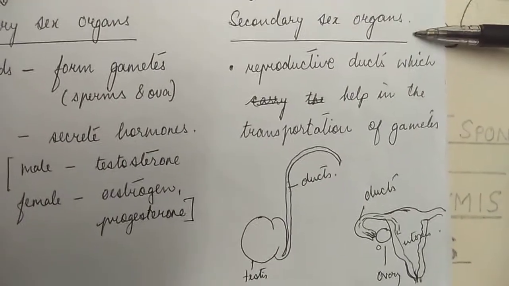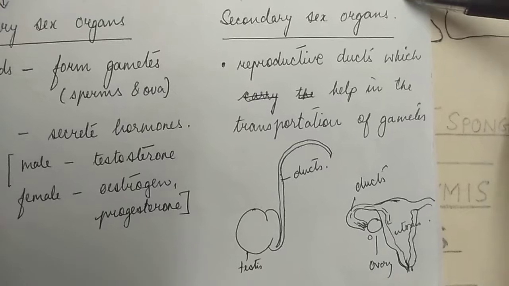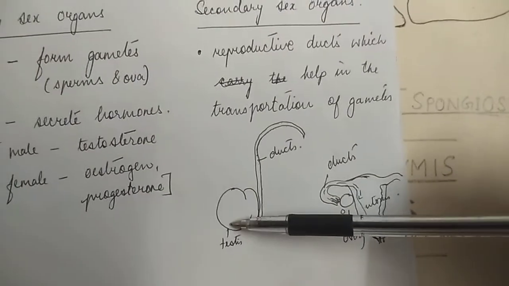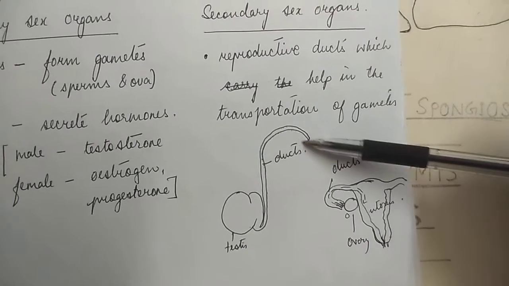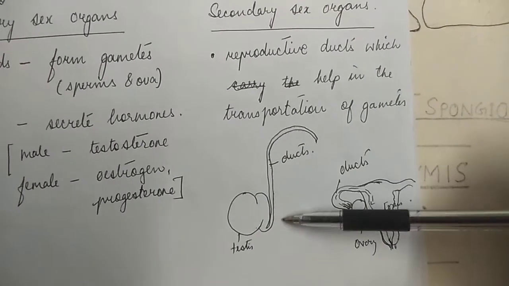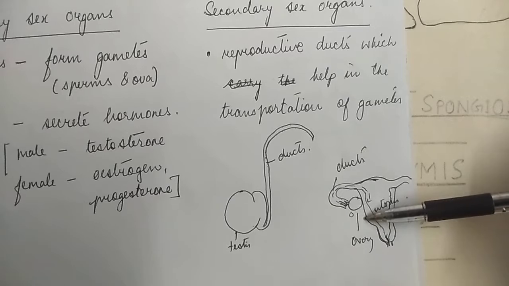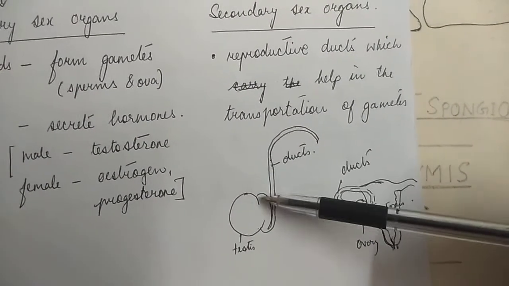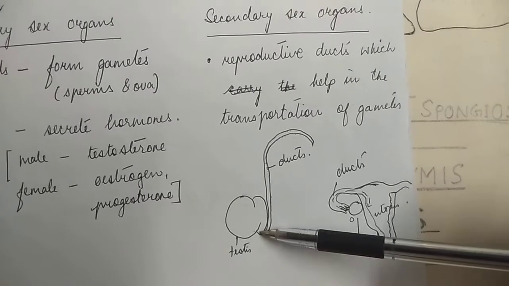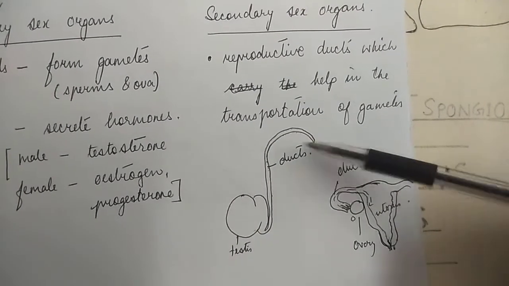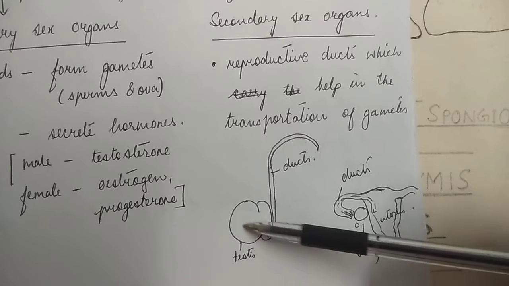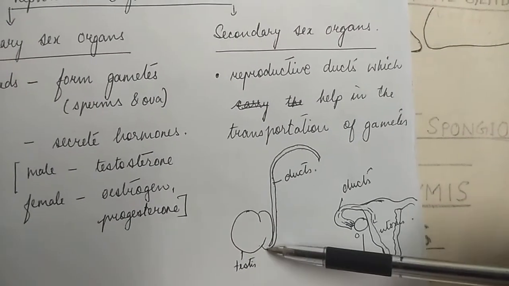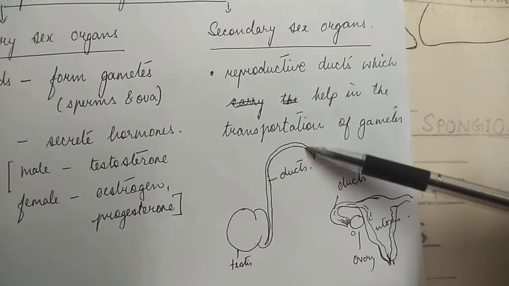Secondary sex organs are the reproductive ducts which help in the transportation of the gametes from the gonads into the urethra in case of male and into the uterus in case of female. Here we can say this is the gonad, testis. This is the epididymis, one of the ducts, and this is the vas deferens, another duct. So the sperms which are produced inside the testes are transported from the testis into the epididymis and then the vas deferens.